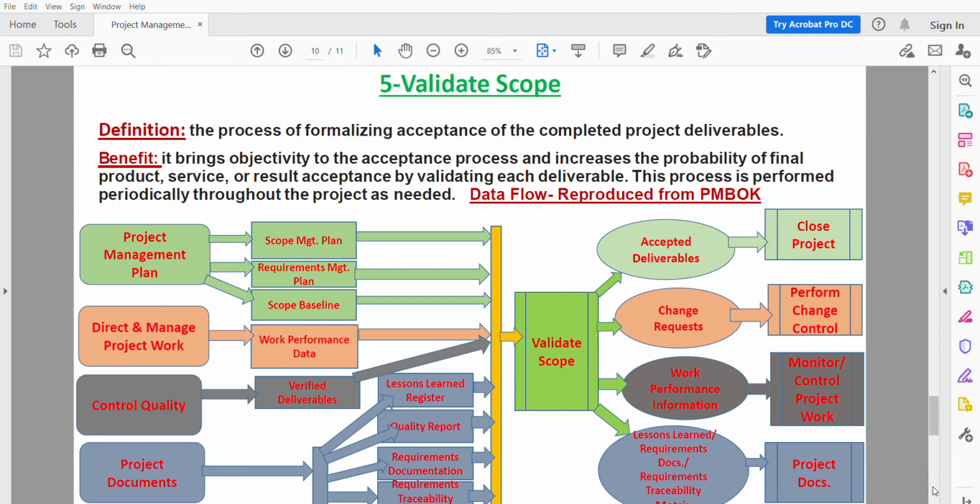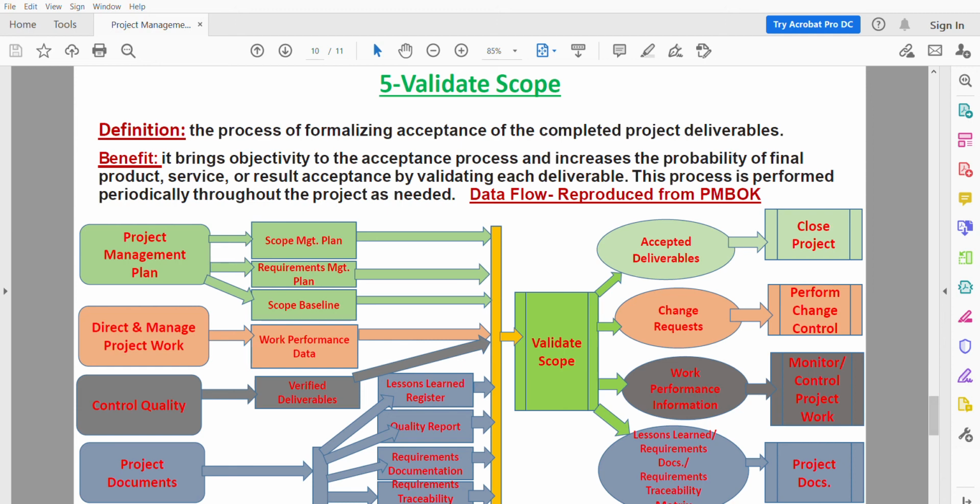The fifth process is Validate Scope. The definition of this process is the process of formalizing acceptance of the completed project deliverables. The key benefit of this process is that it brings objectivity to the acceptance process and increases the probability of final product, service, or result acceptance by validating each deliverable. This process is performed periodically throughout the project as needed.